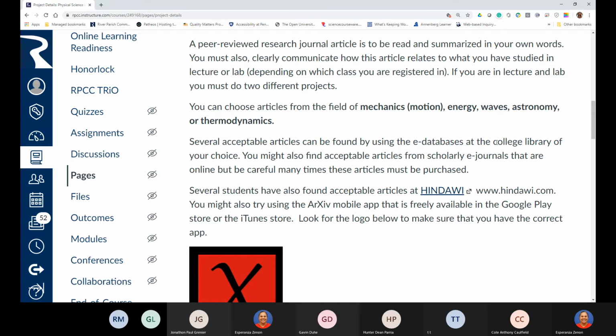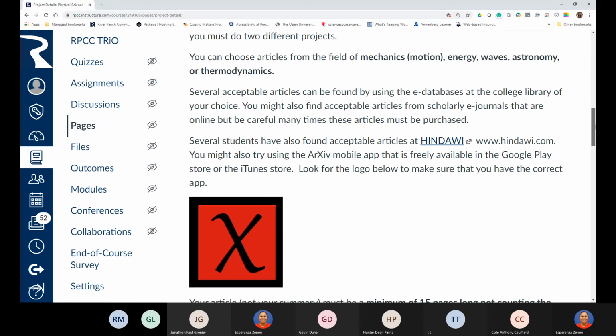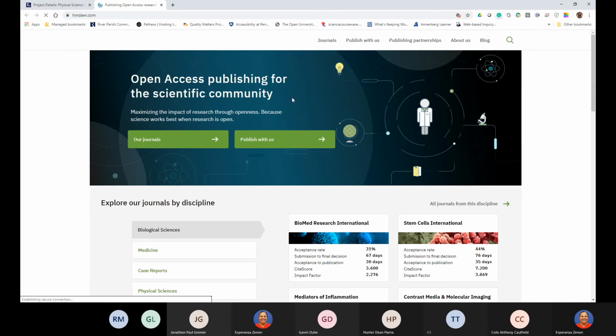So the college's electronic databases is an avenue to get an article free. Free. I like that word in this class. Okay. Another avenue for finding articles is this Hindawi website. You click on the Hindawi website, it opens up. You can search for an article and you can download the full article from Hindawi. So, that's the Hindawi website.